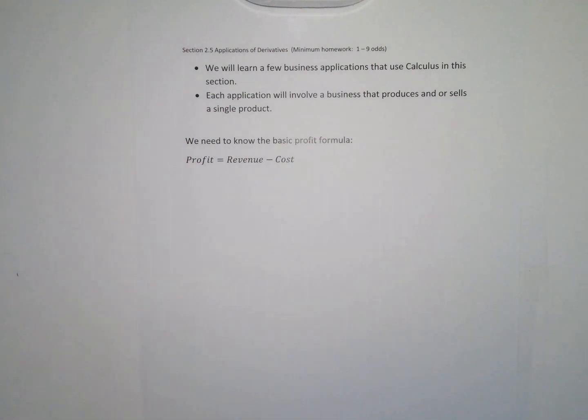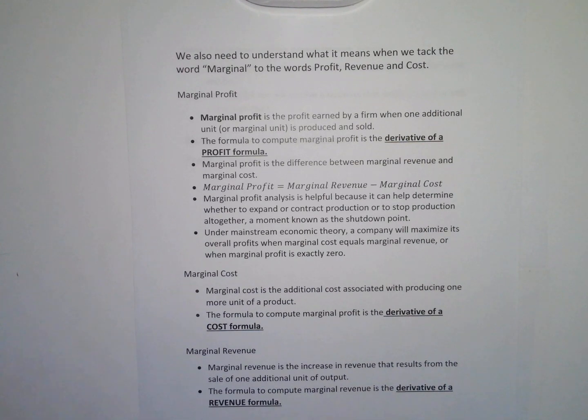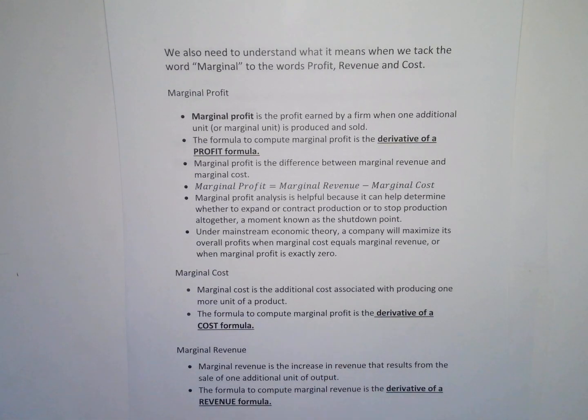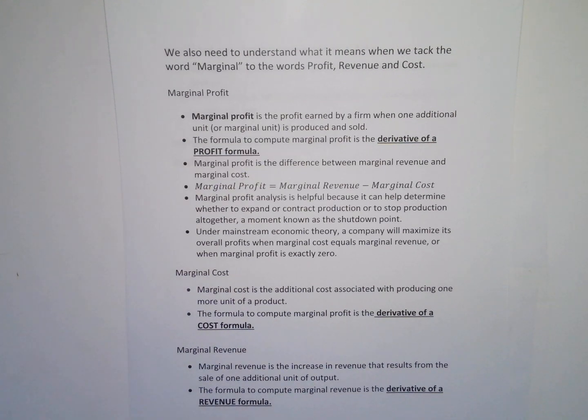We also talked about marginal profit in Section 1.5, and it comes back again in this section. Also in this section, we're going to go deeper into marginal cost and marginal revenue, but not that deep. And this right here, I lifted from Section 1.5. Marginal profit is the profit earned by selling one more unit.